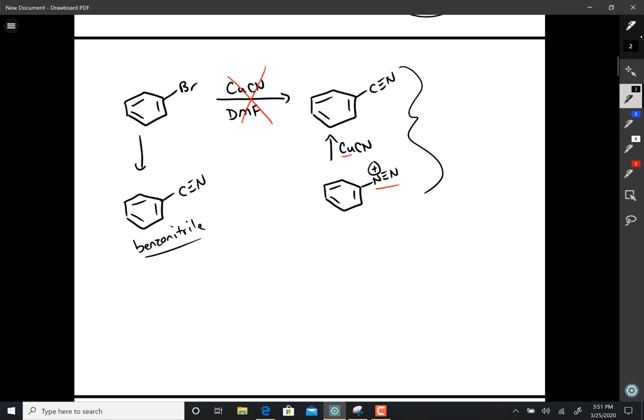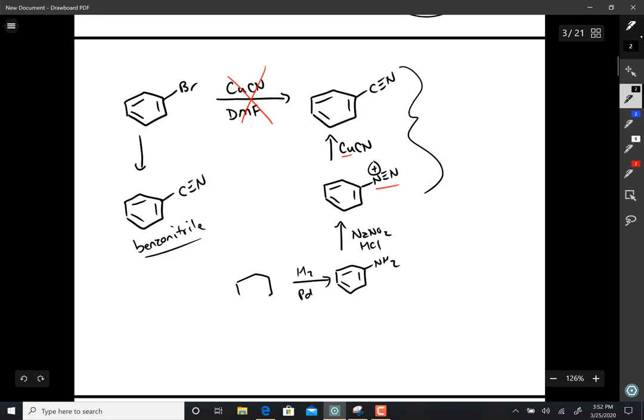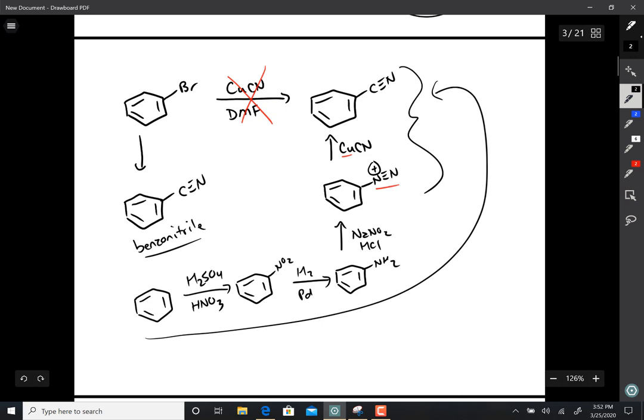And to make this diazonium, it's a couple steps. Can make that from the amine. That amine you get from reducing a nitro group. And that nitro group comes from nitration. It's long and convoluted, but this is the way to go. There's not an easy way otherwise of going from bromide to cyanide that we have access to.